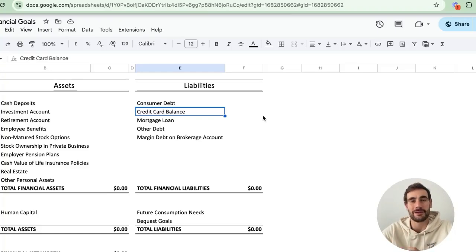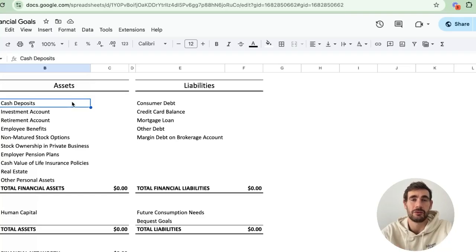Hello everyone, in this video we'll discuss net worth and how to calculate it. By the end of this video, you will know what assets and liabilities are, and how to calculate your net worth. So let's start. The net worth is basically assets minus liabilities.